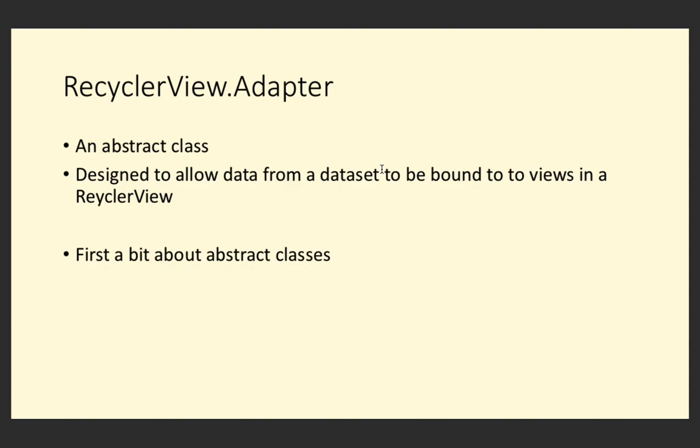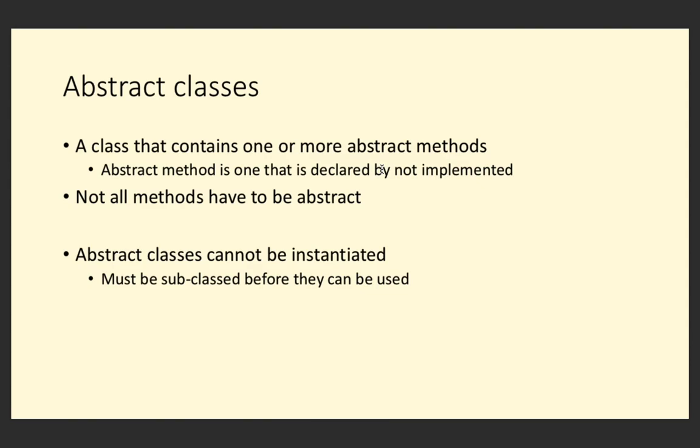Probably helps just to know a little bit about abstract classes. So an abstract class is one that contains one or more abstract methods. And you might think, well, that tells me almost nothing. Well, an abstract method is one that's been declared but not implemented. And then you might think, well, hang on a minute, that sounds just like an interface. Okay. Well, one of the differences between an abstract class and an interface is that some of the methods may be implemented. So we might have some methods that are not abstract, okay?